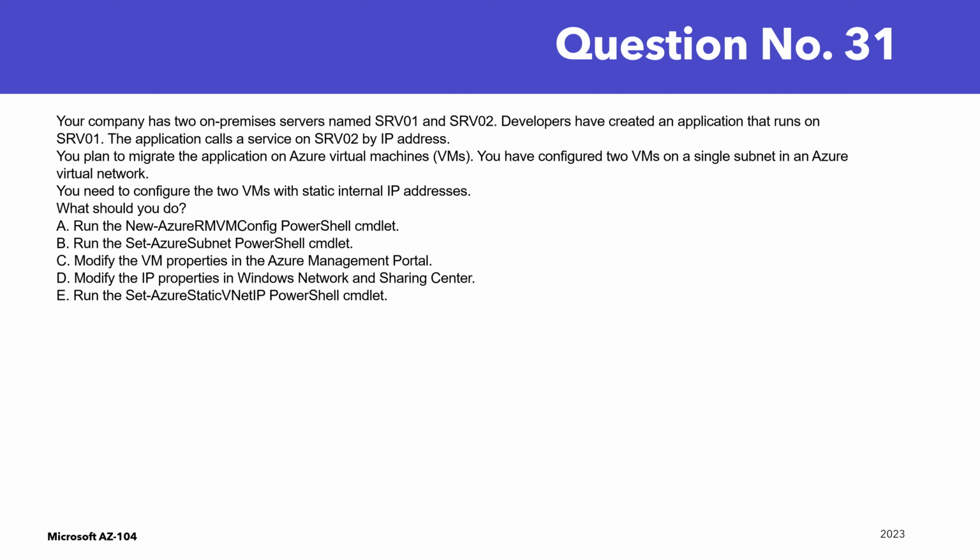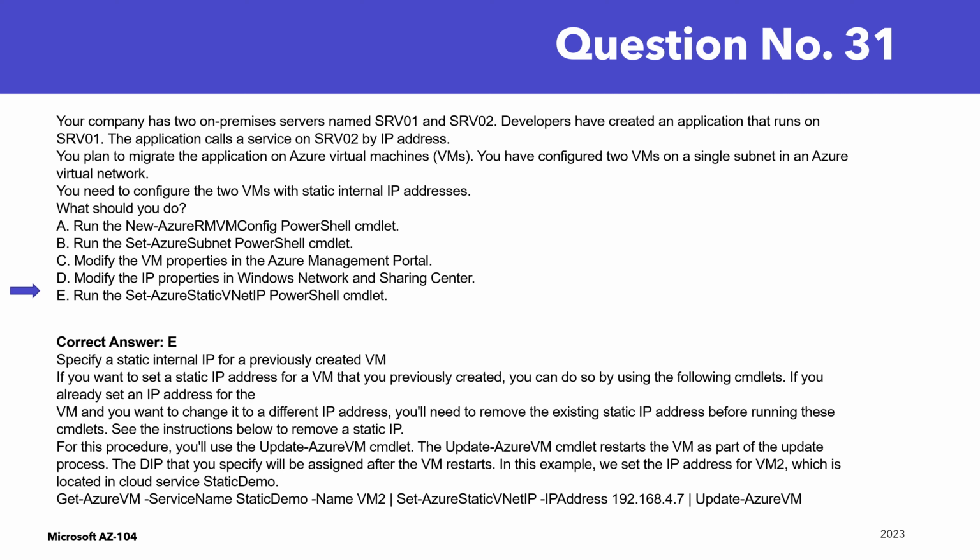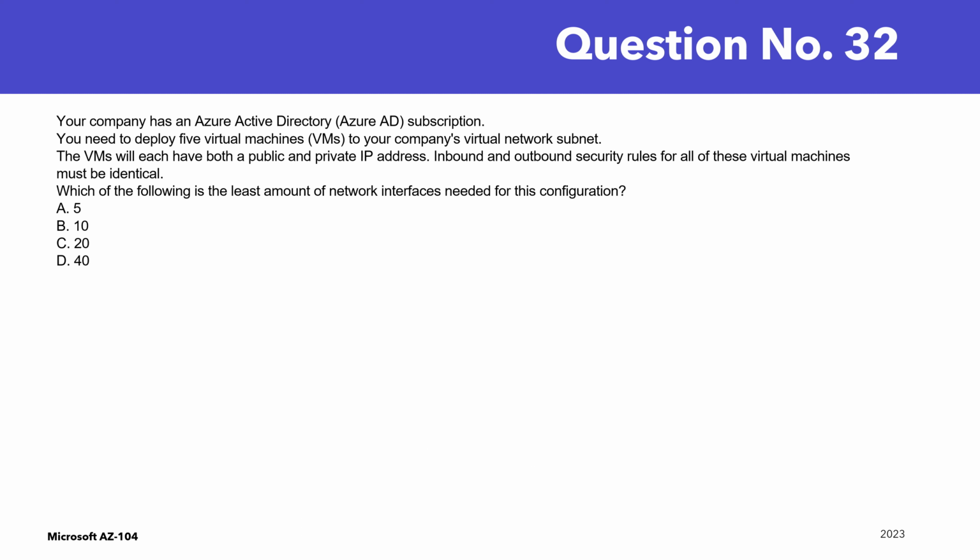A. Run the New-AzureRMVMConfig PowerShell cmdlet. B. Run the Set-AzureSubnet PowerShell cmdlet. C. Modify the VM properties in the Azure Management Portal. D. Modify the IP properties in Windows Network and Sharing Center. E. Run the Set-AzureStaticVNetIP PowerShell cmdlet. Correct answer: E.